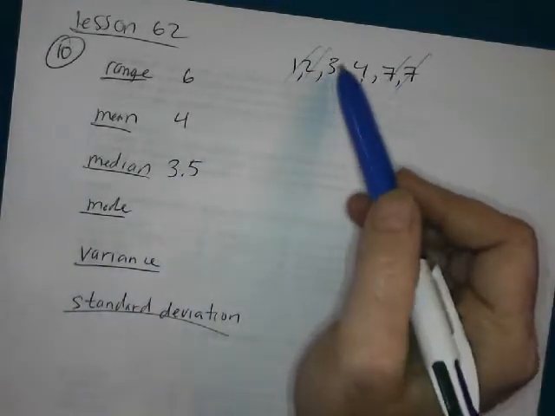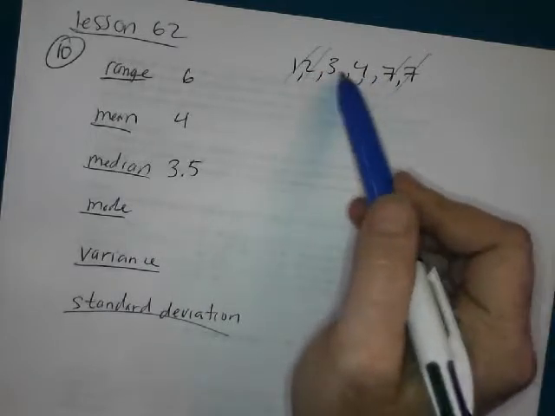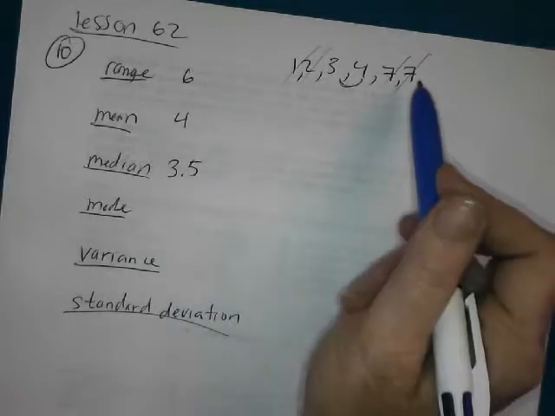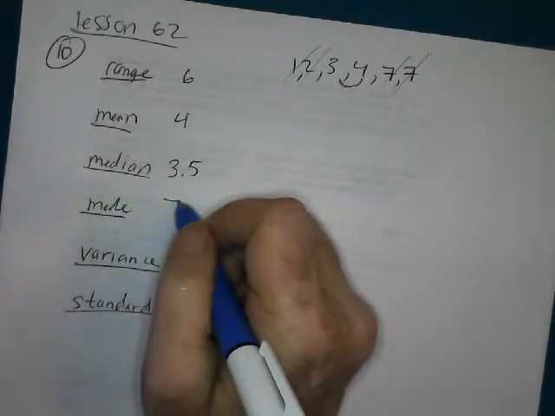You pick the in-between number, or you can just say you found the average of the two numbers, you add them up, divide by 2. Because that would make 7 divided by 2, that's 3.5. The mode happens the most, so that's 7.